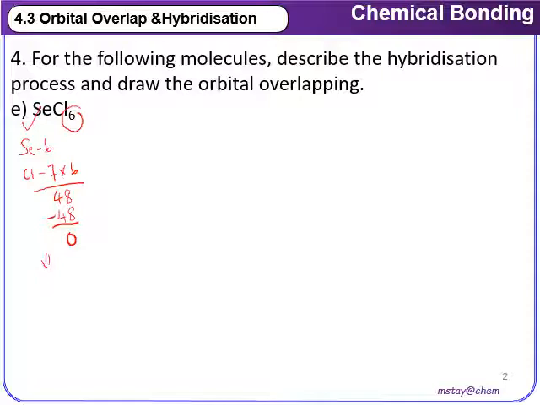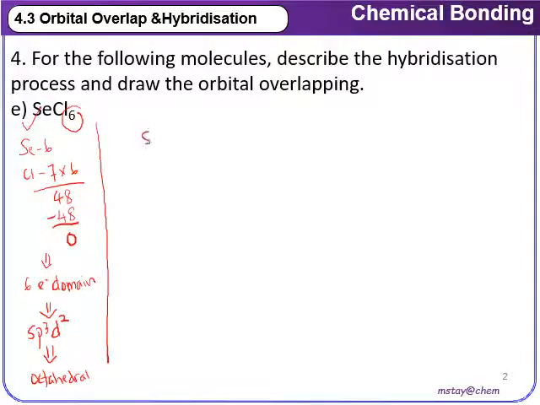So we have 6 terminal atoms, which means there are 6 electron domains. Then from this number of electron domains, we know the type of hybridization will be sp3d2, and then the basic shape will be octahedral. Okay, so then we will roughly draw the Lewis structure for the SeCl6.